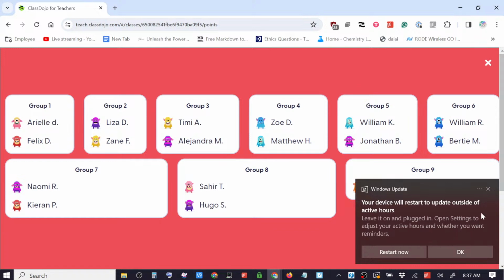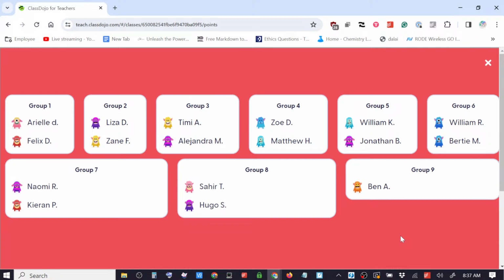Don't restart my device. Ben, you can go lone wolf and do it on your own, or you can join any group you like. What is this? So the very next one, same thing.